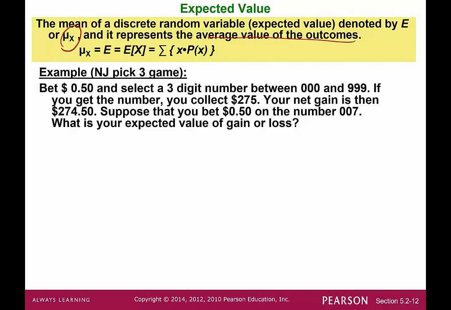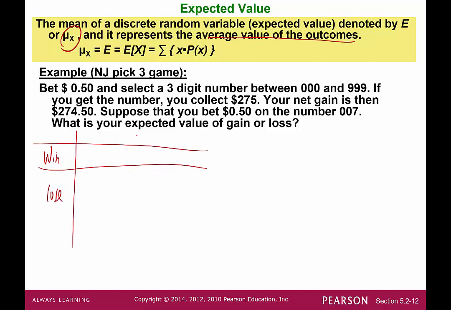Okay, so very important thing, we're going to create a table. If you look at this, you only have two outcomes, right? Either you win or lose. So this x value represents, if you win, you get a net gain. If you lose, you have a net loss.